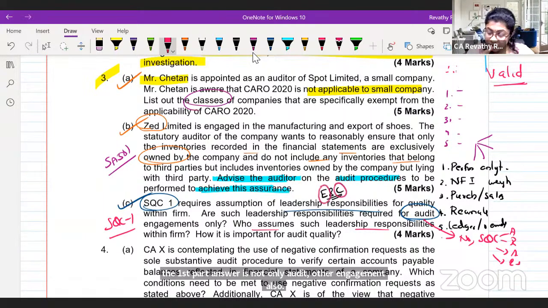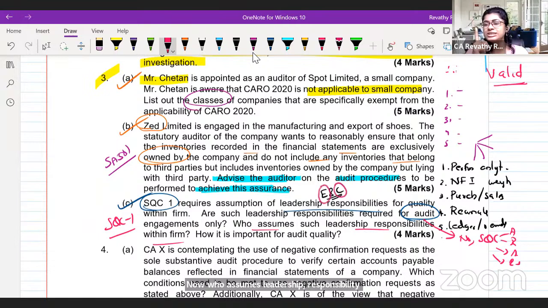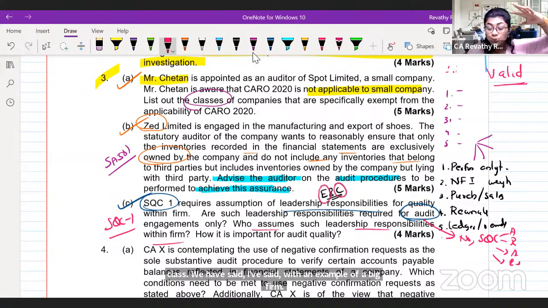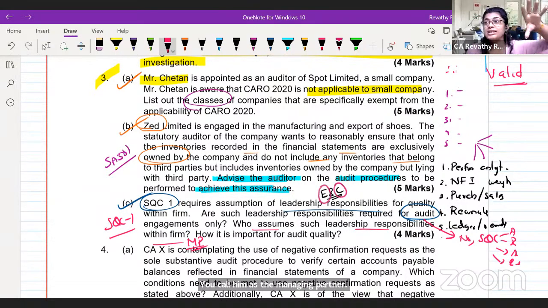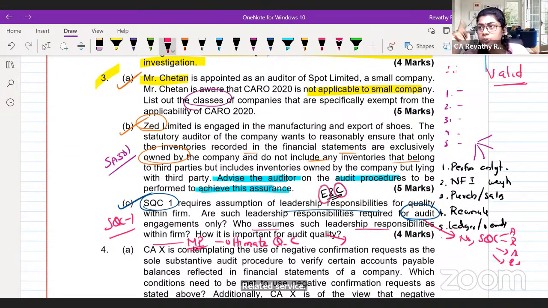Now, who assumes leadership responsibility within the firm? In class, I've said with an example of a big firm, a senior partner, the managing partner, a partner with full experience. He will be the person in charge, responsible for ultimate quality control. So three questions: is SQC1 applicable only for audit? No. It applies to audit, review, assurance, and other related services. Who assumes responsibility? The managing partner, who has competence, capability, and knowledge.